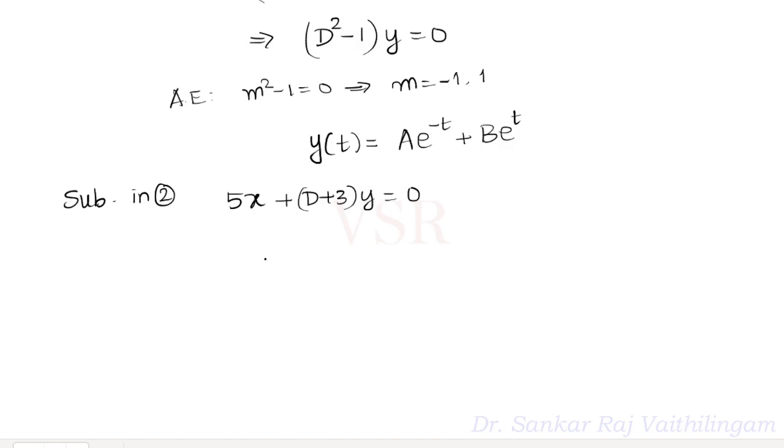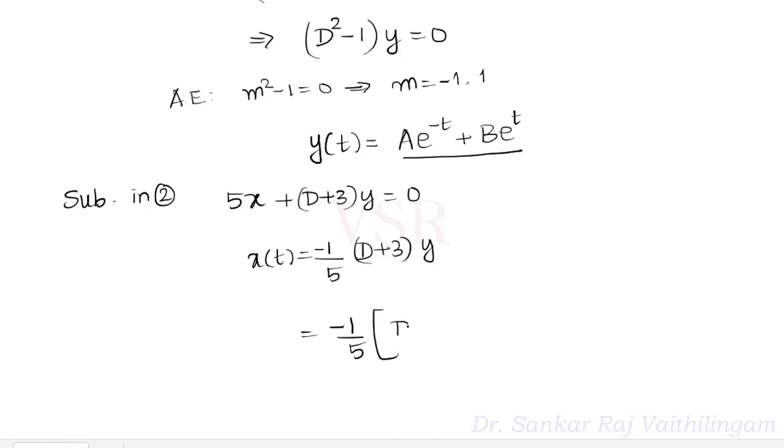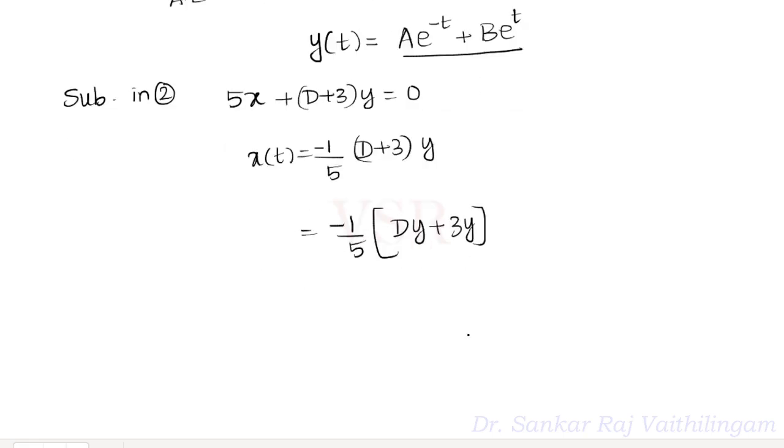Okay, so x of t is equal to 1 by 5 times minus, let us keep the minus, into d plus 3 times y. Okay, what is y? I will substitute this. So this is equal to minus 1 by 5, I take outside, dy plus 3y. Okay, so dy means differentiate this with respect to t. So this is equal to minus 1 by 5, differentiating first the minus will come.